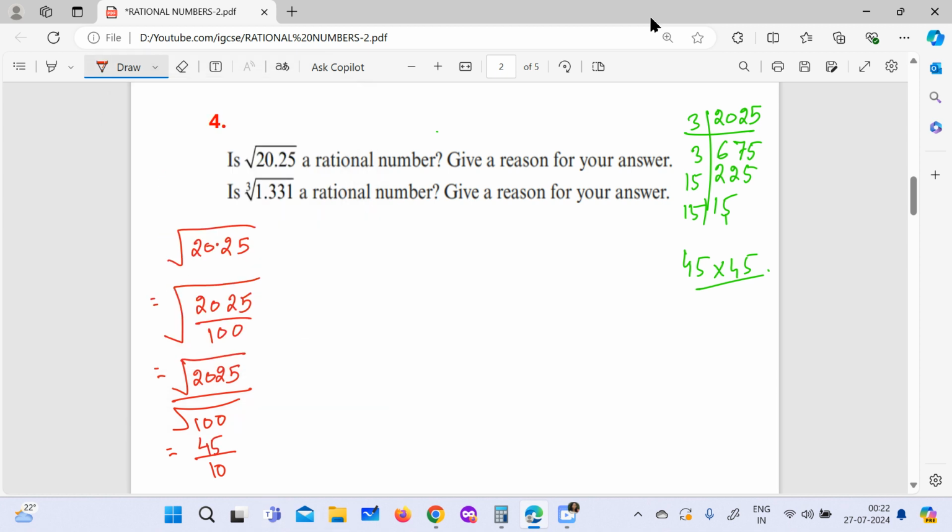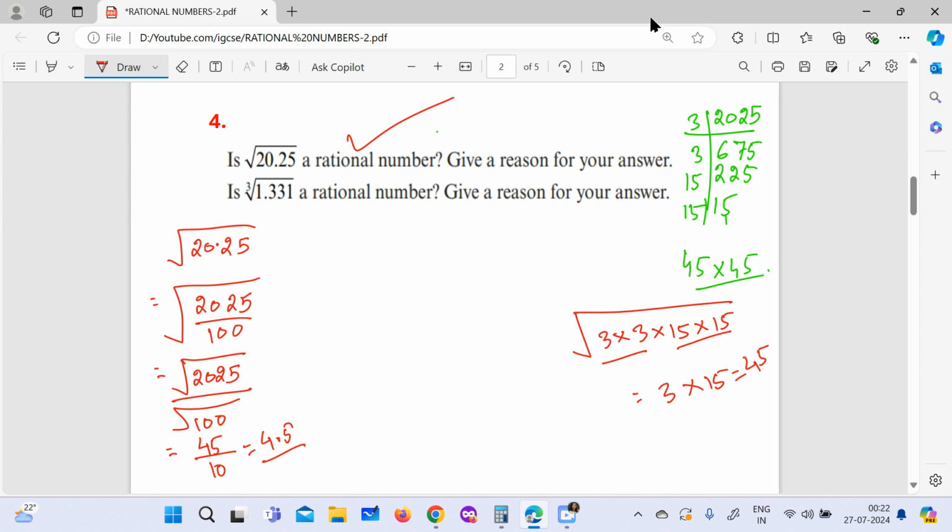See, square root of 2025. We got the factors as 3 times 3 times 15 times 15. Since we are looking for square root, so pair them up and you get here 3 times 15. So that is 45. So we can write this as 45 over 10, which is nothing but 4.5. Therefore, square root of 2025 is a rational number. I hope this is clear to everyone. Now let's see how to work on the next part.